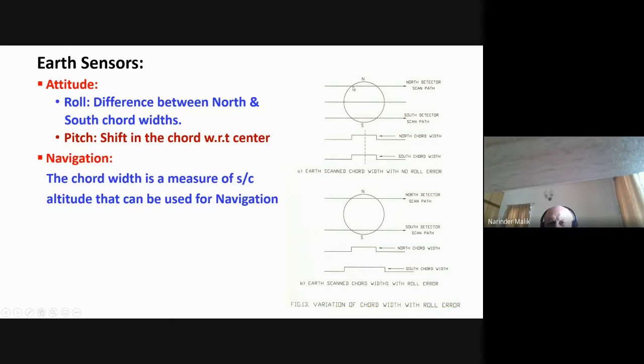There are two detectors there, one north and one south. If there is a roll error, this width will be smaller than this width, so the difference will be a measure of the roll error. And if there is a pitch error, the entry to the Earth relative to the center point will be different from the exit from the Earth into deep space. A very rough way to put it is that from the chord width, you can also find out the orbital height information.